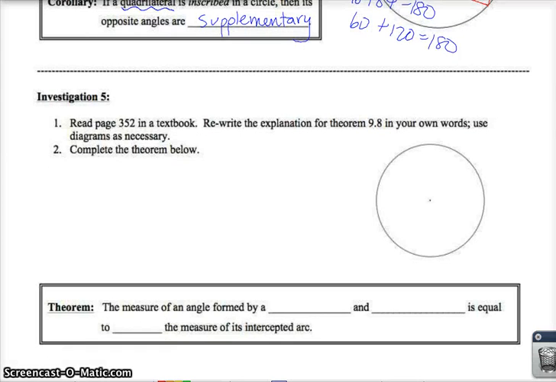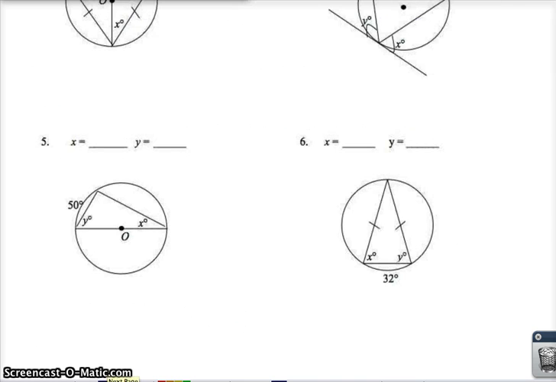Here I'm going to go ahead and let you try investigation 5 on your own. So read through this, and then you should be able to fill out these blanks on your own once you read that. If you have questions about it, please ask me in class. Okay, I'm assuming that you don't have questions if you don't ask me in class. I'm assuming that you understand everything you've read.